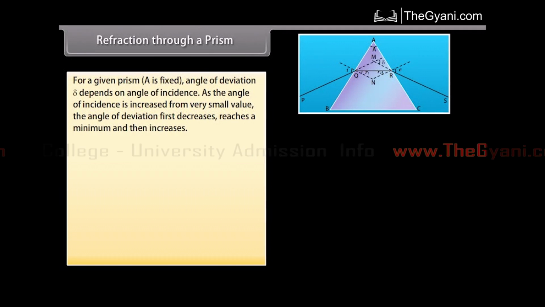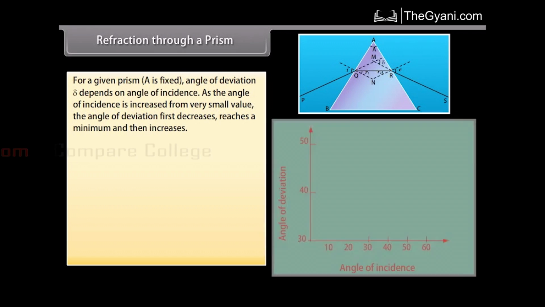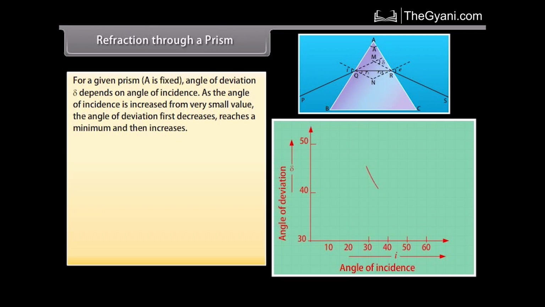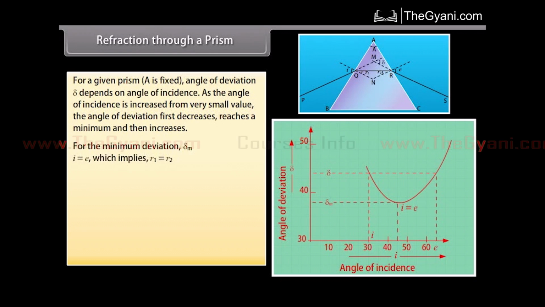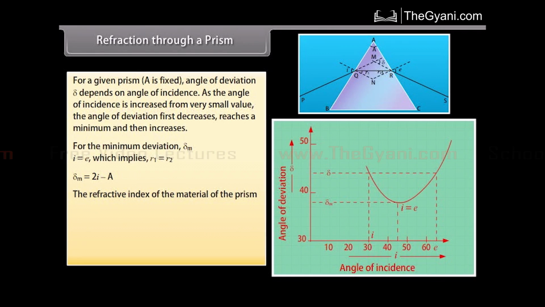For a given prism, A is fixed. Angle of deviation delta depends on the angle of incidence. As the angle of incidence is increased from a very small value, the angle of deviation first decreases, reaches a minimum and then increases. For the minimum deviation, I is equal to E, which implies R1 is equal to R2. Delta minimum is equal to 2I minus A. The refractive index of the material of the prism, N, is equal to sine of A plus delta minimum by 2 divided by sine of A by 2.